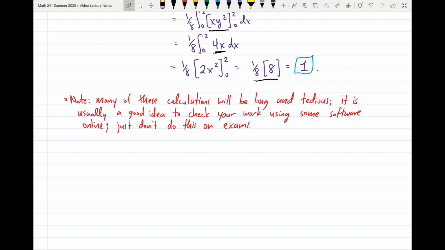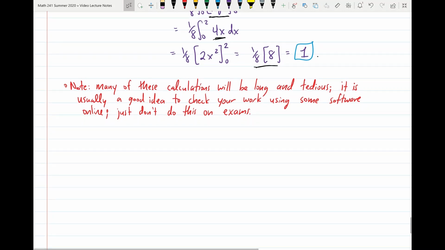So yes, that's all the information that I have for section 15.5. We will be skipping over section 15.6 and going right to section 15.7, and that video should be up by Monday.